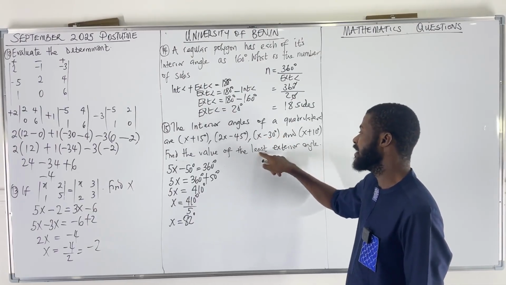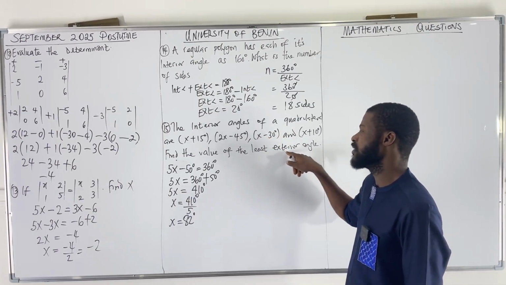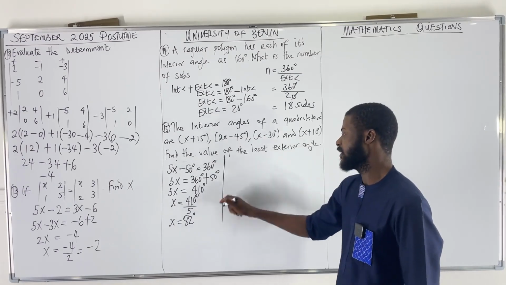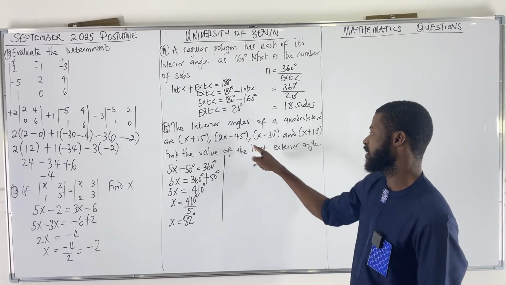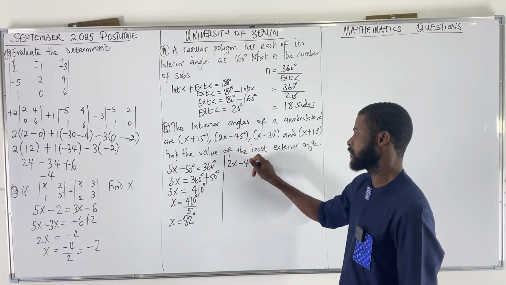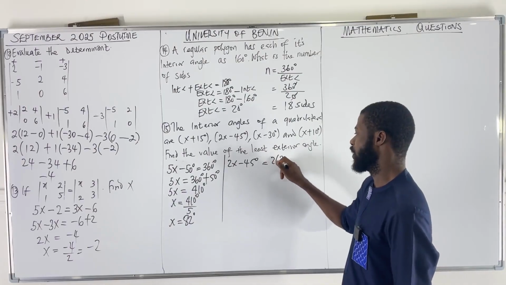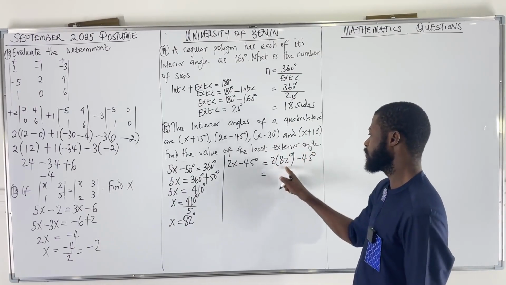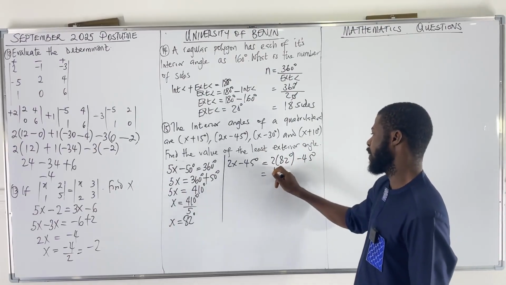If they say find the least interior, but this one is talking about least exterior. So the first thing I want to do is to find the greatest interior. So this is 2x minus 45. So this will be 2 into 82 minus 45 degrees. 2 times 82, this should be 164.